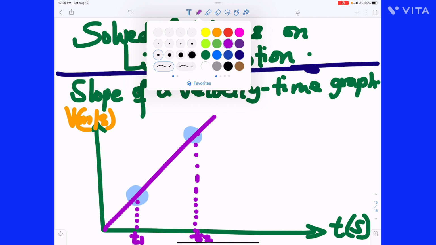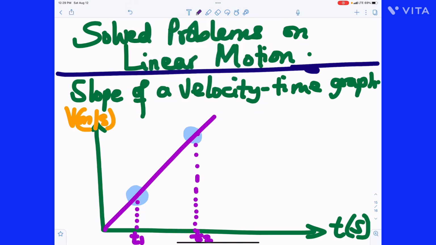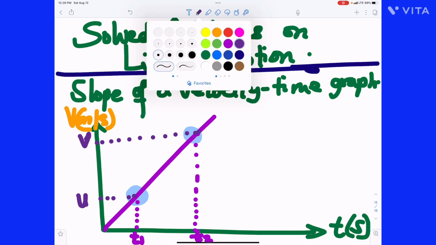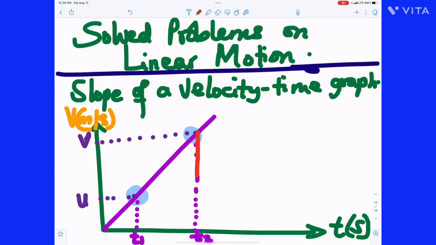They will also have coordinates U and V. U is like V1, initial velocity, and V is like V2, final velocity. So if we need the slope of this curve between these 2 points, all we need to do is find the slope of this triangle.